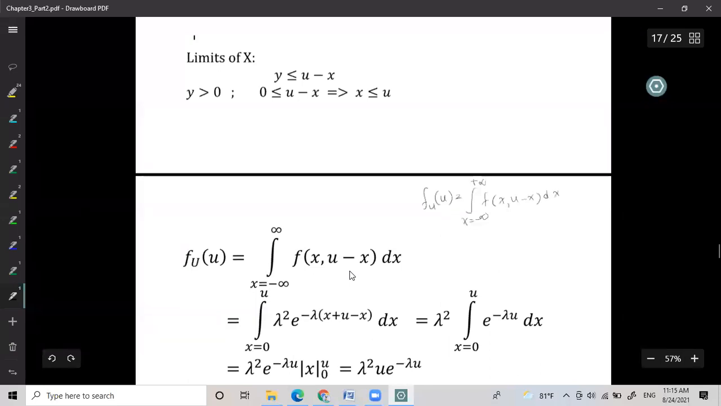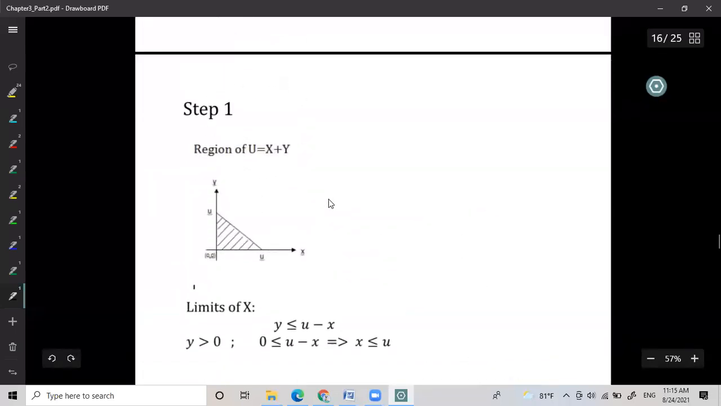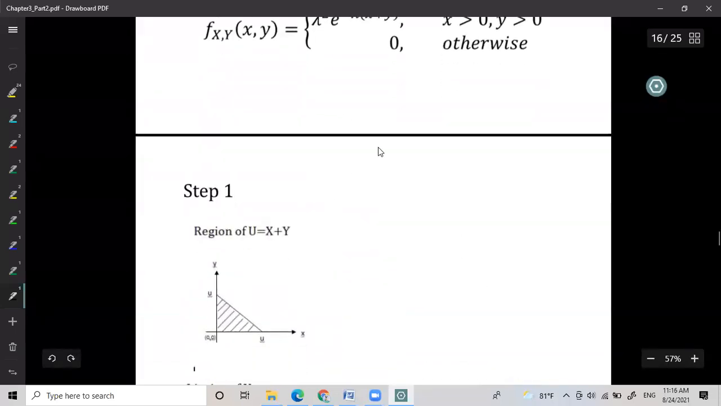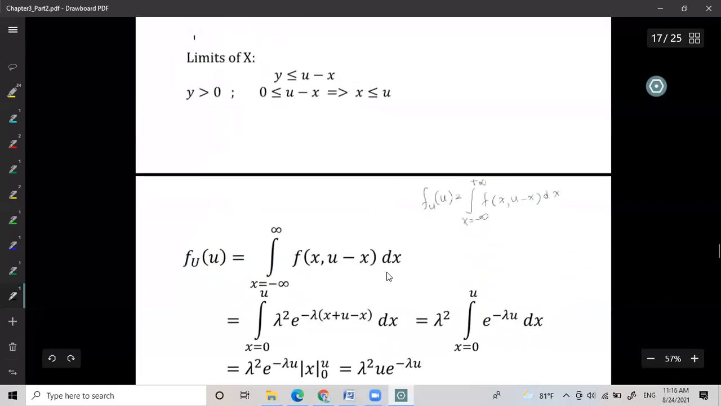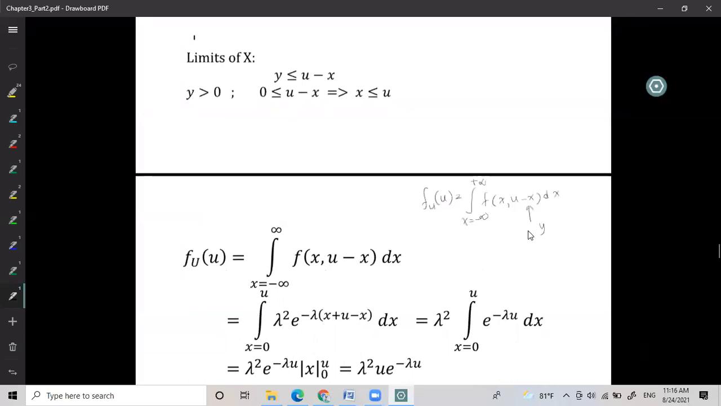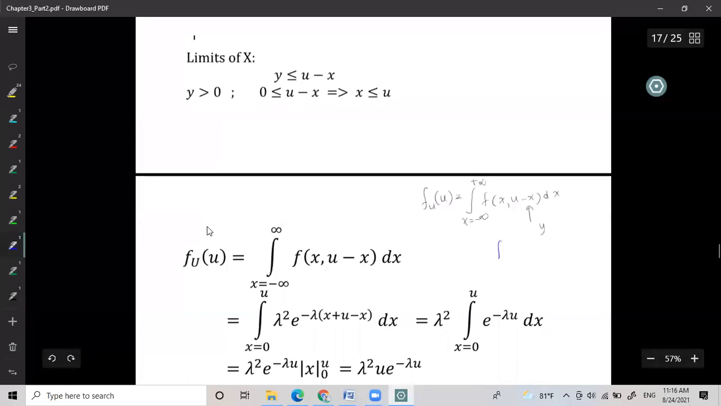Right? So this is what we have. Now, if you look at our function here, the joint density of x and y, instead of y, what should we do? Instead of y, we have to put u minus x. So if you look at our joint density, I'll write it here so it's easy for you to refer.